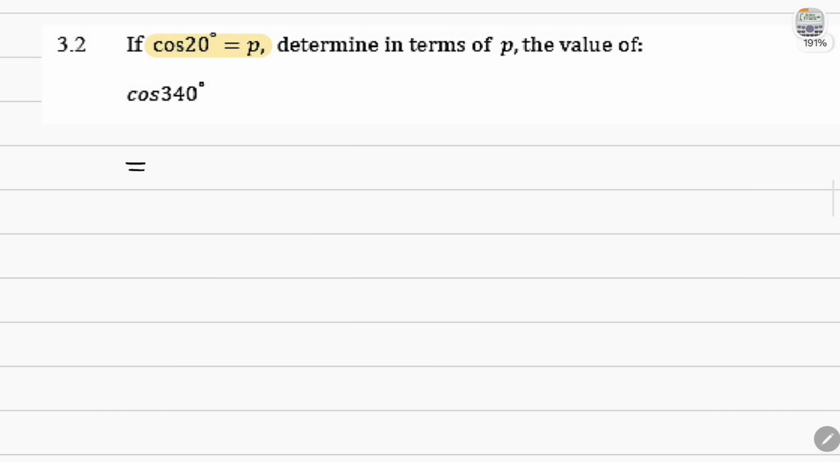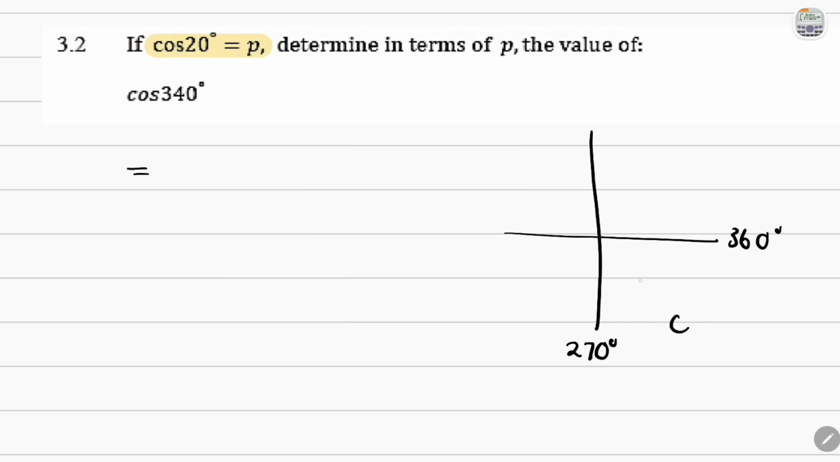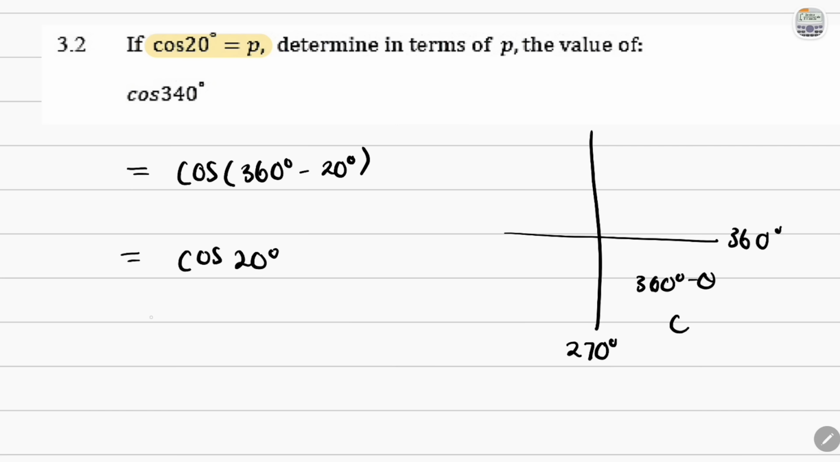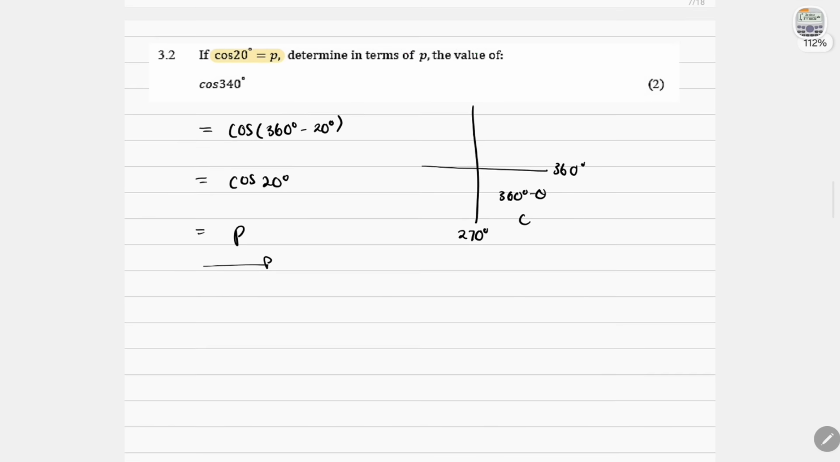So let's look at it like this. We have cos 340 degrees, and think about which quadrant that angle lies in. So it's an angle that is greater than 270 degrees but less than 360 degrees. So we know it lies in the fourth quadrant. And the reduction here is 360 degrees minus theta. So this is cos, and we have 360 degrees minus what gives us 340 degrees. That is minus 20 degrees. So if you reduce this, because it is in cos's quadrant, it just becomes positive cos 20 degrees, which we already know. They told us cos 20 degrees is P. So our answer is simply P. And that is it for question 3.2.